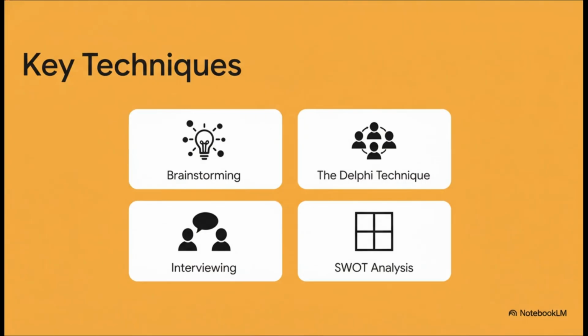So what's in this toolkit? Well, you've got techniques like brainstorming, where you get the whole team in a room just to throw ideas around. There's something called the Delphi technique, which is a really cool way to get anonymous, unbiased opinions from experts. But two of the most powerful methods, the ones we're going to look at, are direct interviewing of your key people and this fantastic framework called a SWOT analysis.